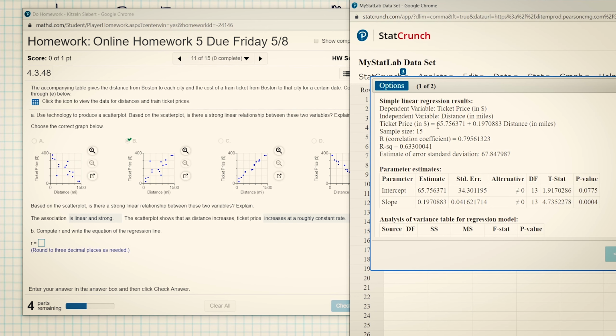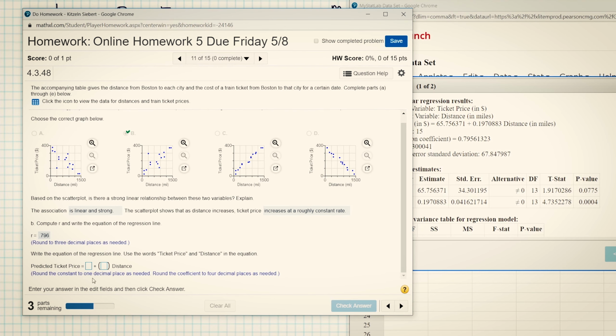The ticket price here is a relationship between the distance in miles and the price of the ticket. So the distance in miles is the x variable and the price of the ticket is the y variable. It also gives us this correlation coefficient right here, 0.7956. What do they want? Round to 3 decimal places. So 0.796.